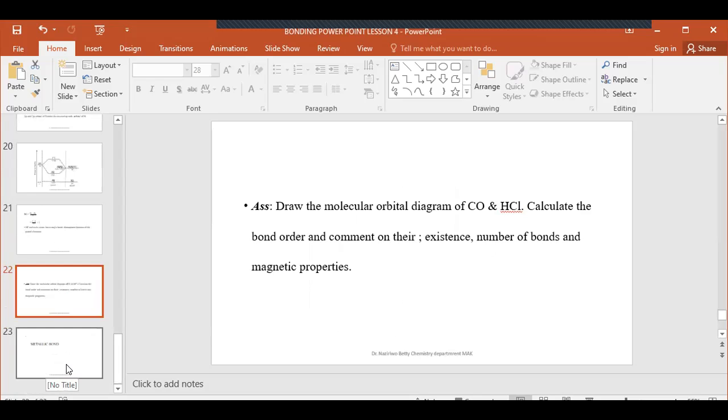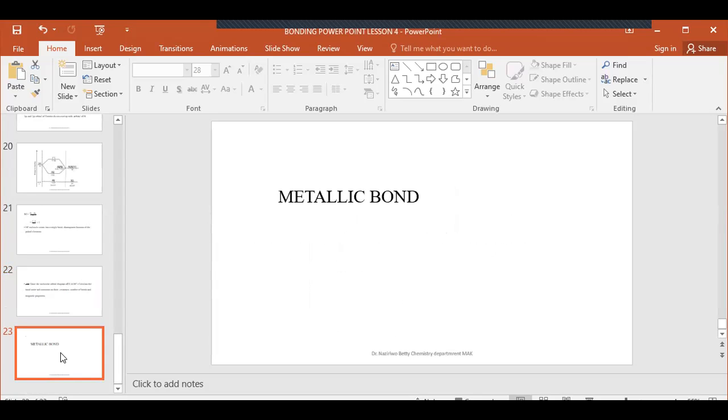As an assignment, draw the molecular orbital diagram of carbon monoxide and hydrogen chloride. Calculate the bond order and comment on their existence, number of bonds, and magnetic properties. Next time, we are going to look at metallic bond.